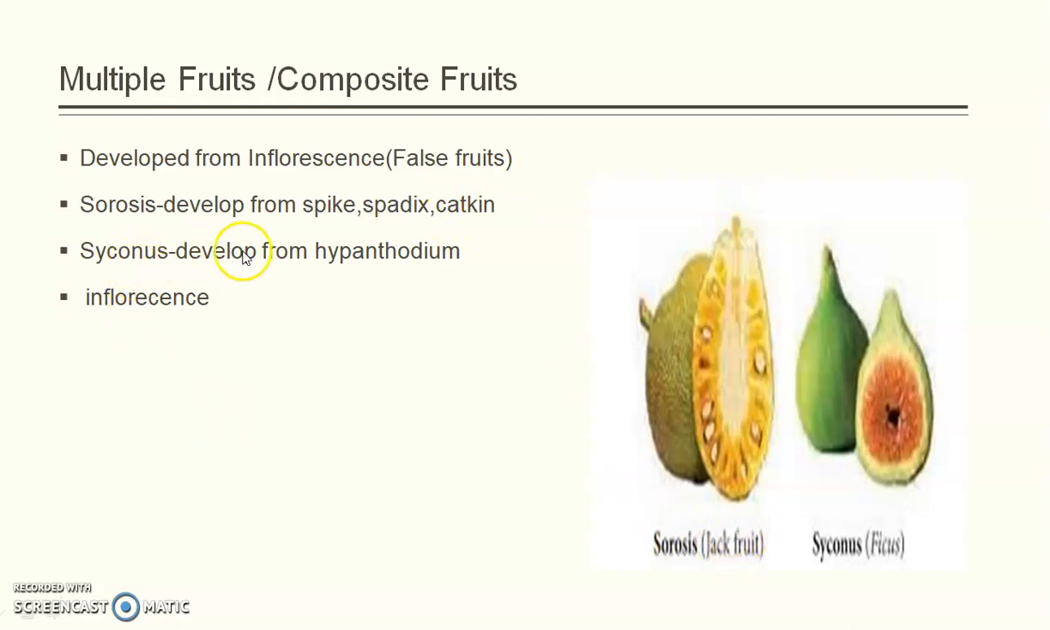And syconus, they develop from a special type of inflorescence called hypanthodium. So hypanthodium inflorescence. Sorry, inflorescence. It is inflorescence. So these are the types of multiple fruits.